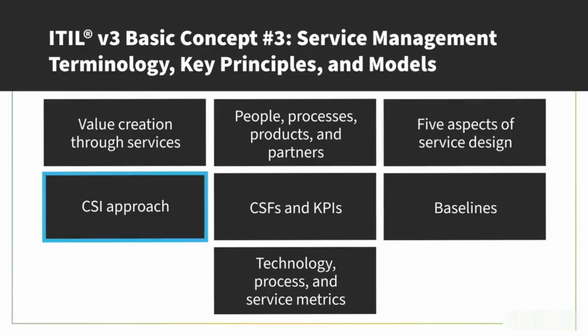The ITIL version 3 6-step continual service improvement approach asks, what is the vision? Where are we now? Where do we want to be? How do we get there, and did we get there? And also importantly, how do we keep the momentum going? Taking these steps helps ensure that the right improvements are initiated and the wrong ones are not, and that improvement is continual.